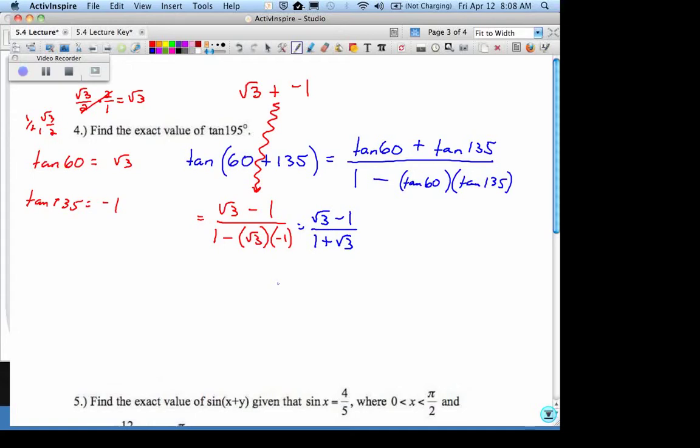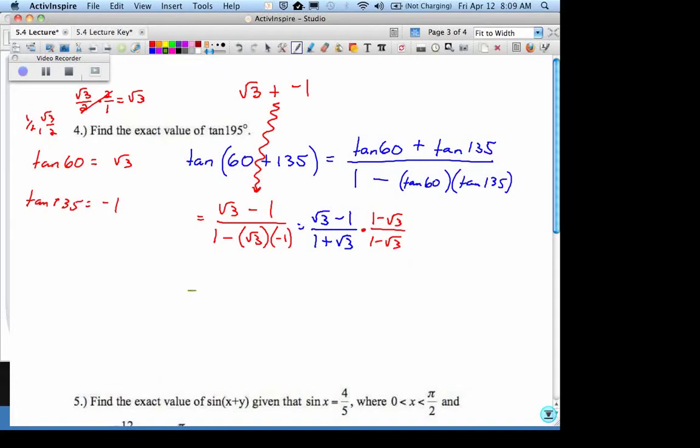I get a lot of people that want to start crossing off root 3s. Can't do that. We're not multiplying by root 3 anywhere. We're adding or subtracting them. So then you have to do your conjugate rule. So we're going to multiply by 1 minus root 3 on the top and the bottom, because I'm doing the conjugate of the denominator.